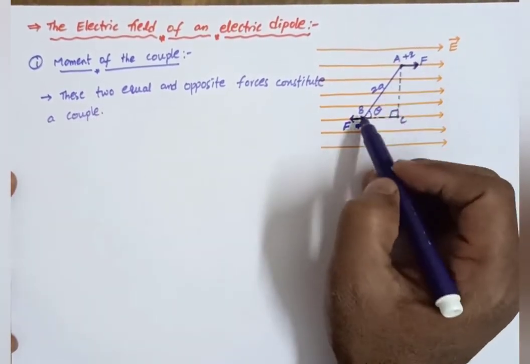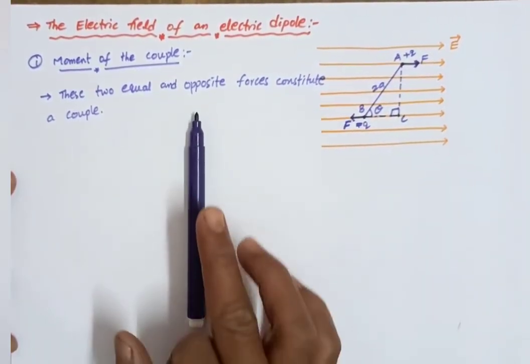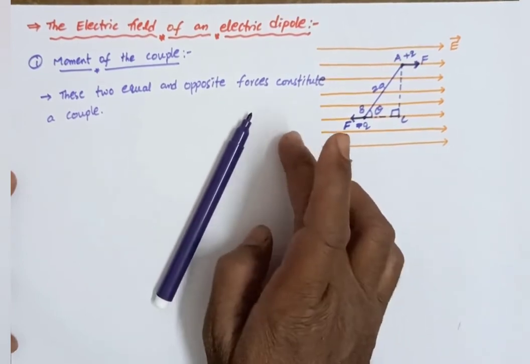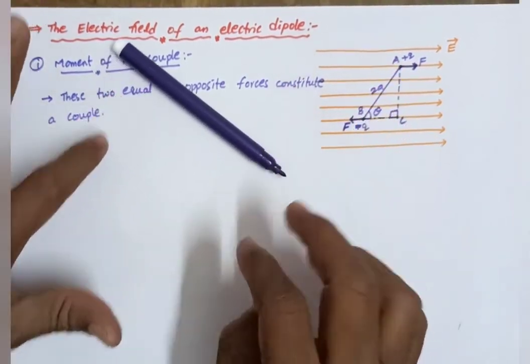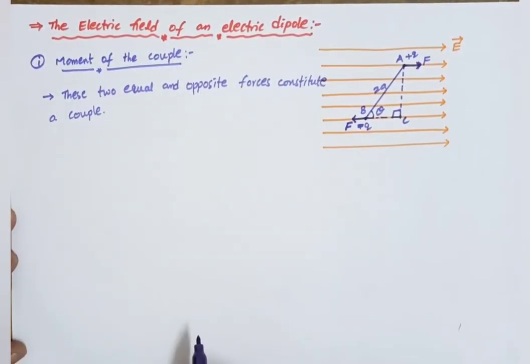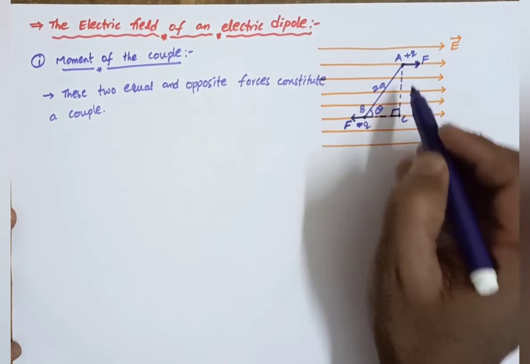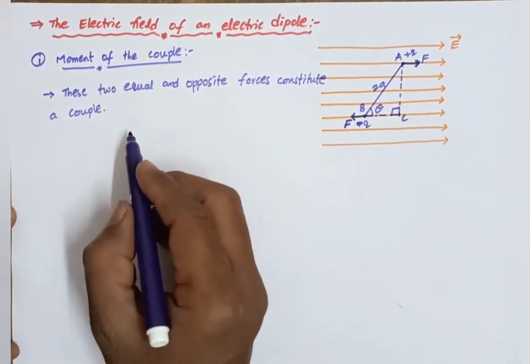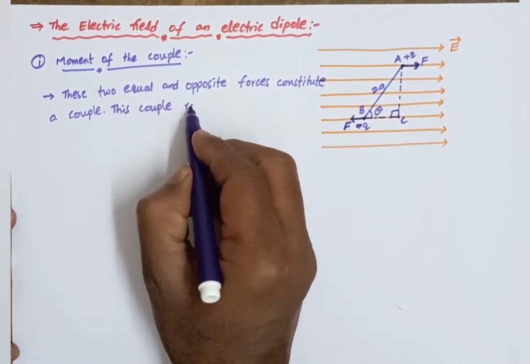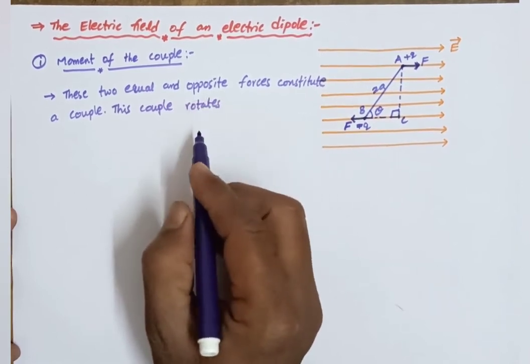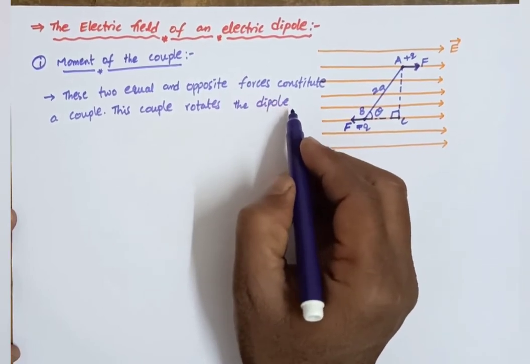So these couple of forces are equal and opposite in direction. So what happens, for example, this is a dipole in the external field. Equal and opposite forces, so it rotates in the clockwise direction. So then this couple rotates the dipole in a clockwise direction.